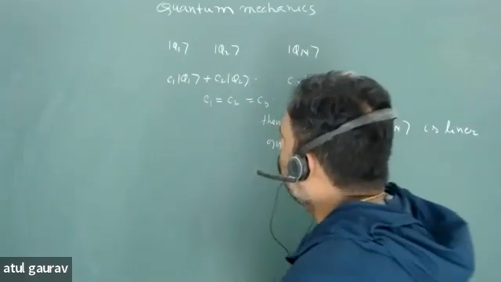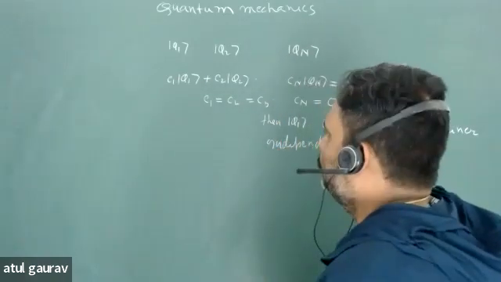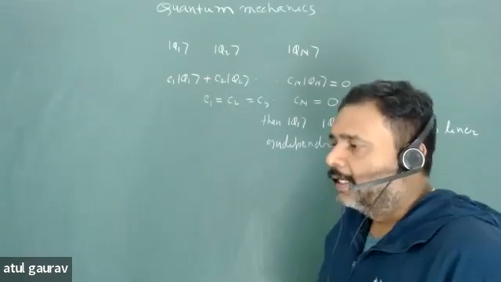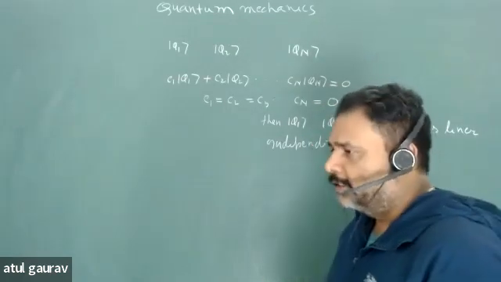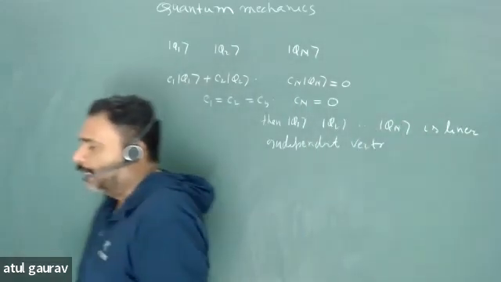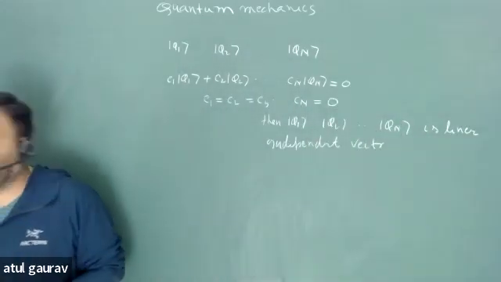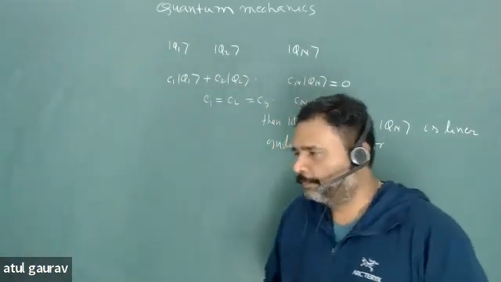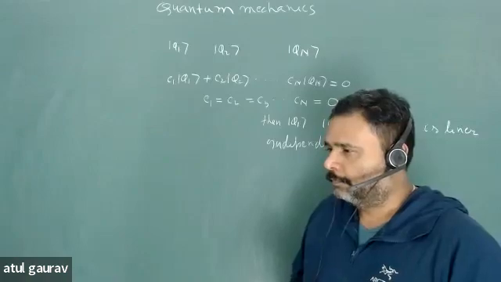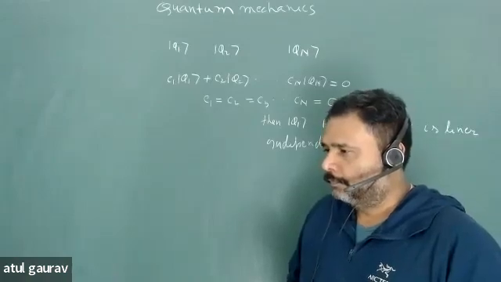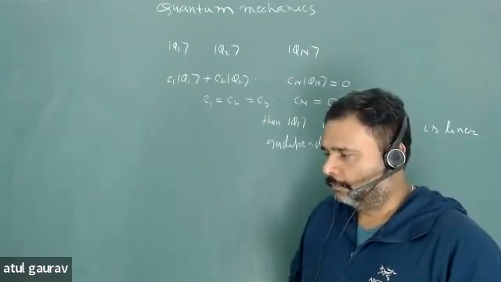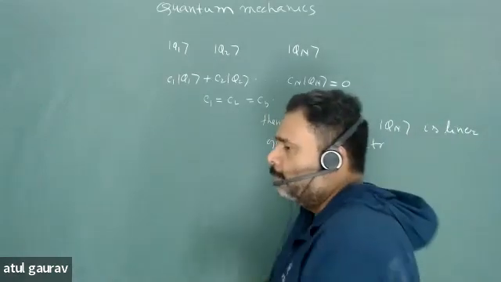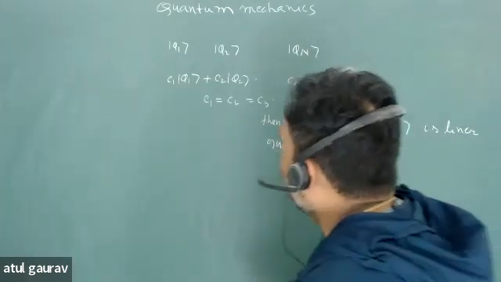So let's go for some examples. First we will do it in terms of vectors, then in terms of functions, and we will check whether these functions or these vectors are linearly independent or not. If you want to ask any question up to here, you can ask. Okay. Now let's go for an example.